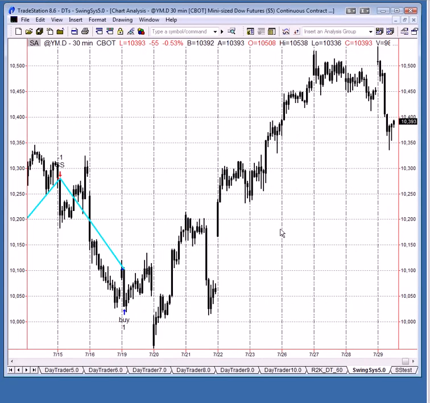Look at the Swing System 5.0, still holding the long position from 10,100 in the Dow up to 10,400 now, still 300 points in profit. And if we go back, look at this beautiful gain right here from 10,300 to 10,100, so another 200 points. So 600 points since the middle of July trading on this swing system.